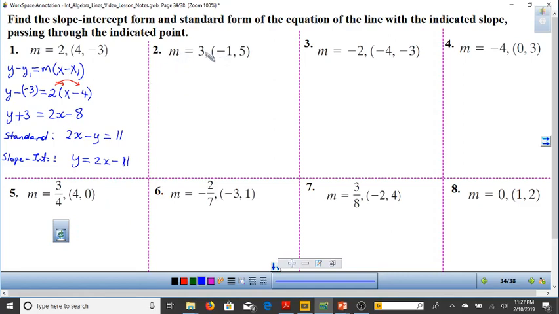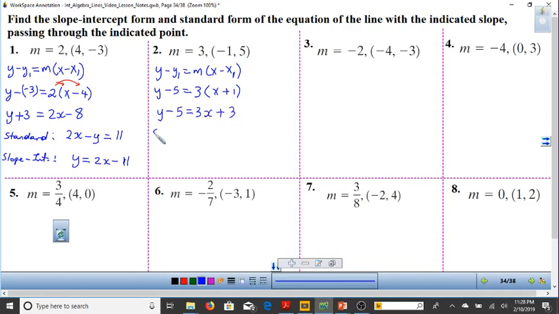Again, in this example, same type of situation. y minus y1 is equal to m times x minus x1. I won't write a formula each time, but I want you to get into the practice of writing the formula and saying it out loud for yourself so it sticks in your mind. So we have y minus 5 is equal to m, which is 3, times x minus negative 1, which I'll write as x plus 1. You distribute the 3, we get y minus 5 is equal to 3x plus 3.